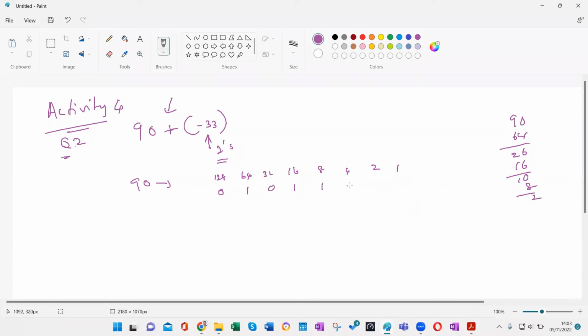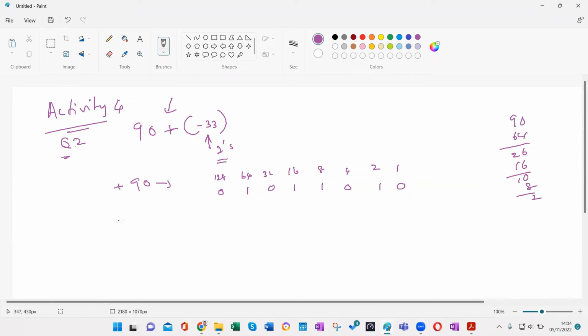The balance is 2. There are no 4s. There's 1, 2, and there are no zeros. So this is 90 in binary, and it is positive 90, right? So we don't have to convert this into 2's complement because it's positive 90. For this positive 90, we are going to add the 2's complement of minus 33.